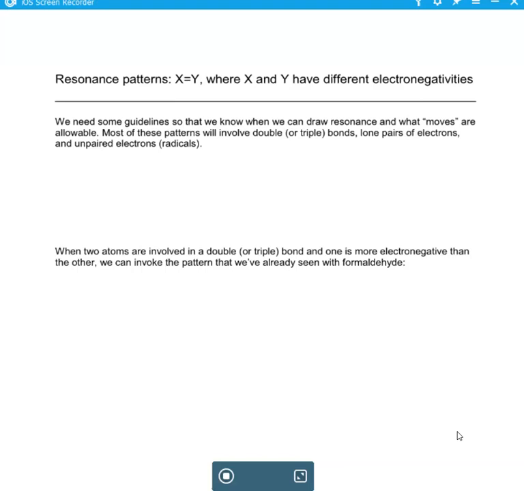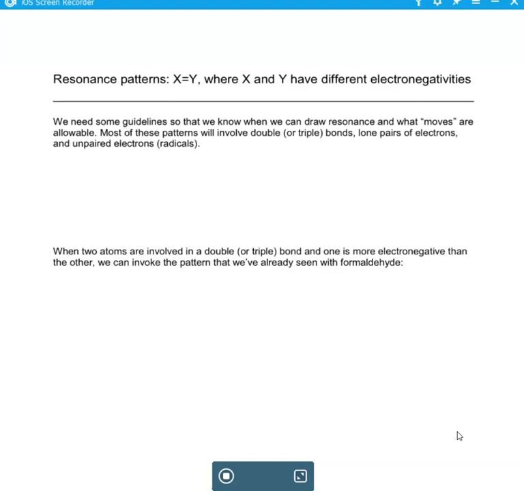So we're going to start with a pattern that we've already seen. It's the one that we used in formaldehyde. So when you have a double or a triple bond between two elements where they have different electronegativities, you can always move electrons toward the element that's more electronegative.